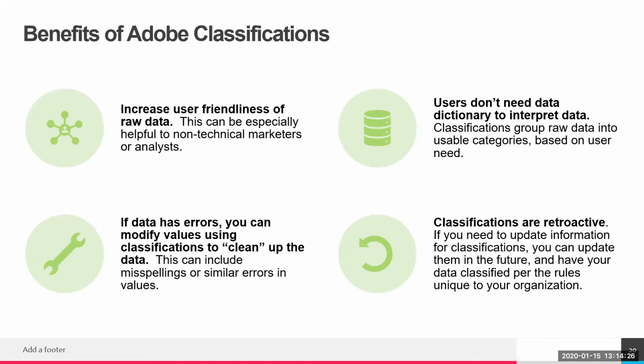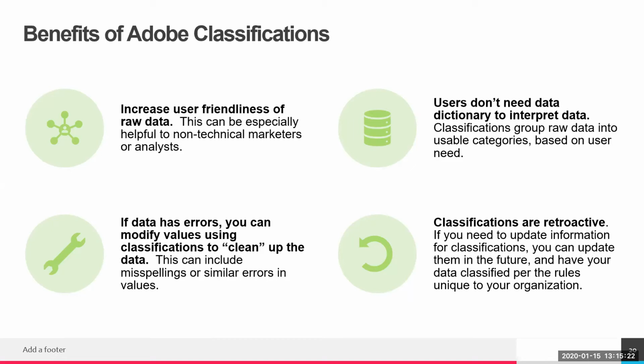Adobe classifications have several benefits, which can be particularly useful for campaign analysis. First, classifications can increase the user-friendliness of raw data. This can be especially helpful to non-technical marketers or analysts. Second, users don't require a data dictionary to interpret the data. Classifications group raw data into usable categories based on user need. Third, if the data has errors, it is possible to modify values using classifications to clean up the data. This can include misspellings or similar errors in values. Finally, classifications are retroactive. If you need to update information for classifications, you can update them in the future and have your retroactive data classified per the rules unique to your organization.